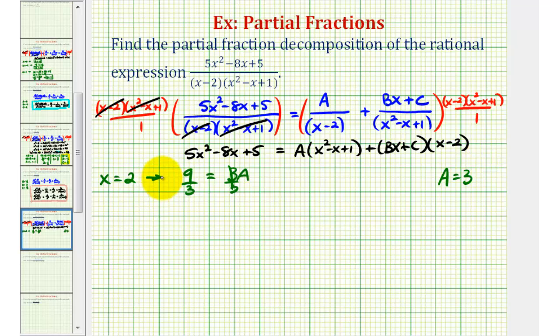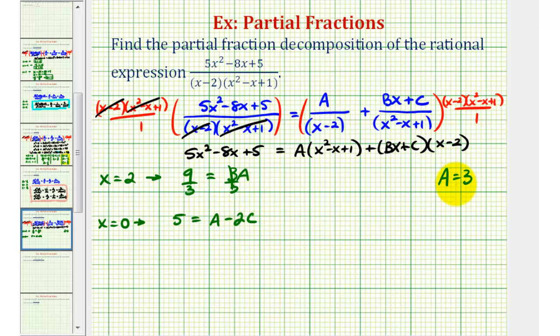For the next value of x, let's go and select x equals 0, because that would at least eliminate the bx term. So if x equals 0, we would have 0 minus 0 plus 5, that's 5, equals, again, if x is 0, this would just be 0 minus 0 plus 1, a times 1 is a. And then for this last product, if x is 0, we would just have c times negative 2, or minus 2c.